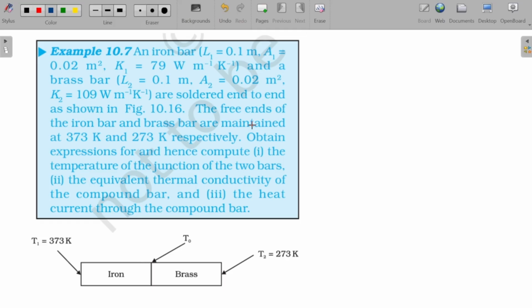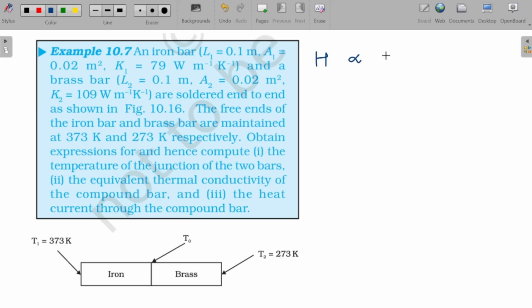Okay, so once it attains steady state, the heat current through this system comprising these two bars, let's say the heat current is H. And as we know, experimentally we have already discussed these things, the heat current will be directly proportional to the temperature difference. Look, this is at higher temperature, this end is at lower temperature. So the heat current will be from this end to this end. So this is proportional to the temperature difference.